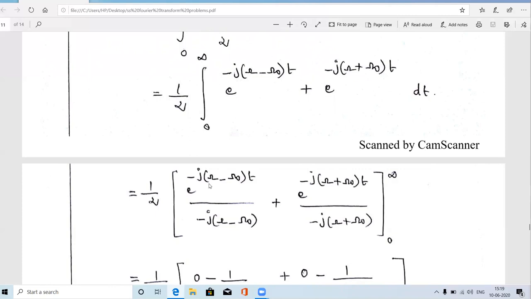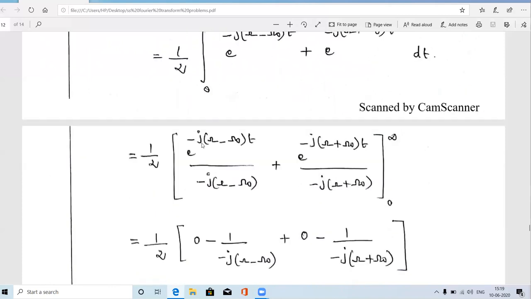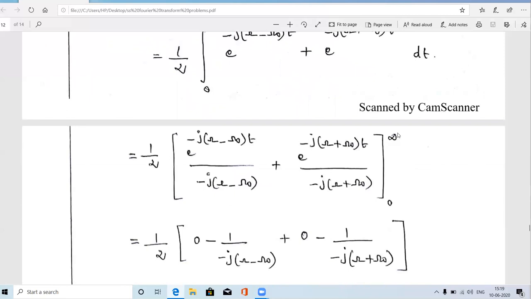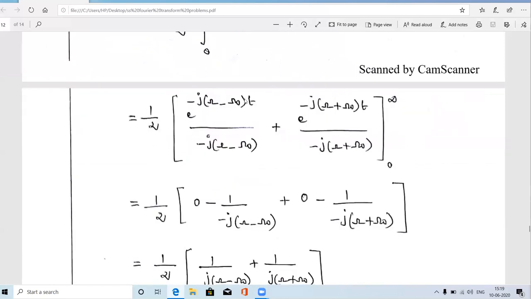If you are integrating the first term, we will get e power minus j omega minus omega naught t divided by minus j omega minus omega naught. Similarly, if you are integrating the second term, omega plus omega naught, with the limit 0 to infinity. So first you substitute the upper limit. If you are substituting the upper limit here, e power minus infinity, what is e power minus infinity? It is 0. Then if you are substituting the lower limit, we will get minus of e power 0, 1, divided by this answer.